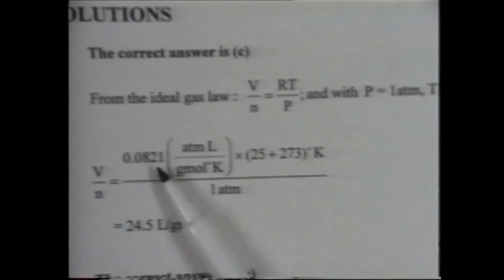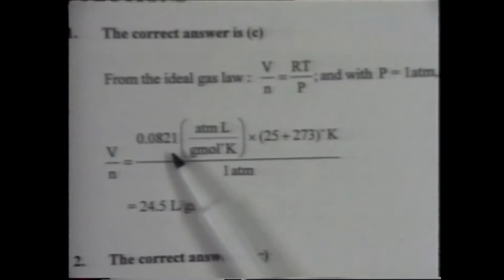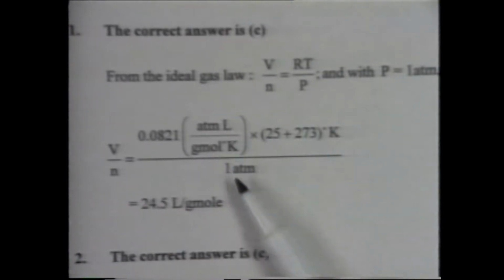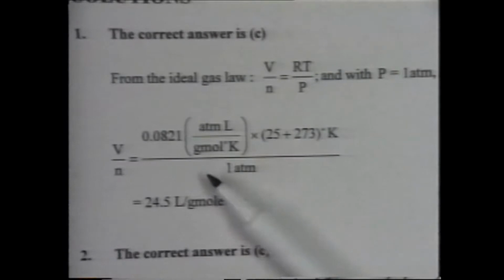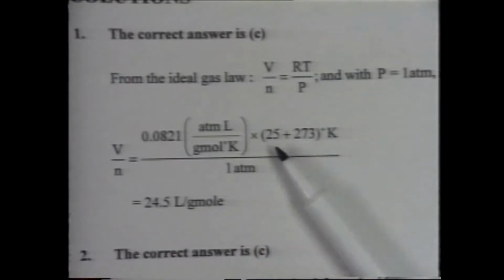And notice that we choose a value of R that is most convenient so that the units will cancel. We've got degrees Kelvin in the denominator and atmospheres in the numerator. So when we substitute those numbers, be sure to use absolute temperature in here. We come out with 24.5 liters per gram mole.